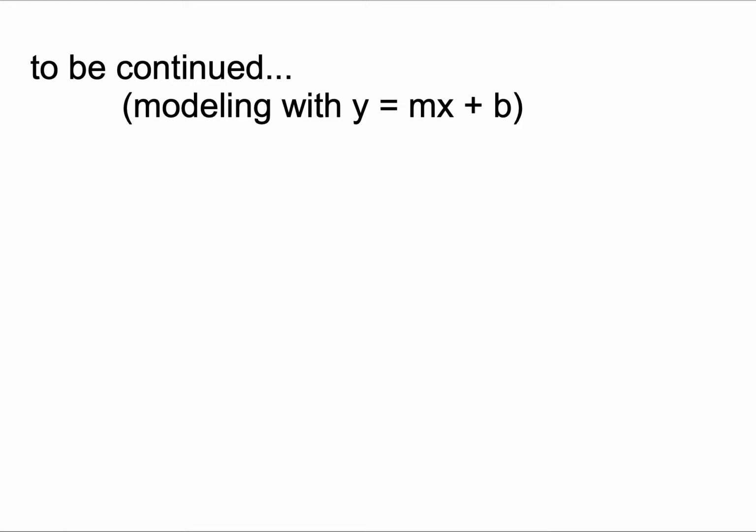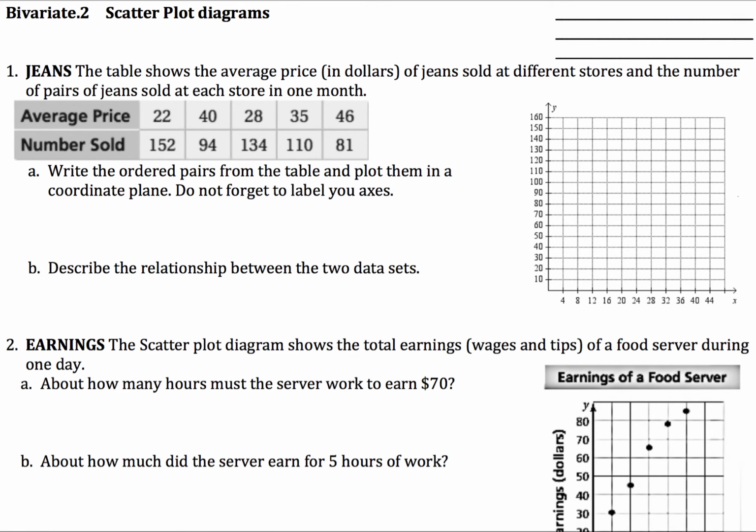In the future we will be doing modeling with y equals mx plus b. We've got a couple of activities we're going to do leading up to that. On this assignment, number 1 looks like you get to graph the data here. You get to write the ordered pairs, graph them, describe the relationship. Is there a line drawing? I don't see that.